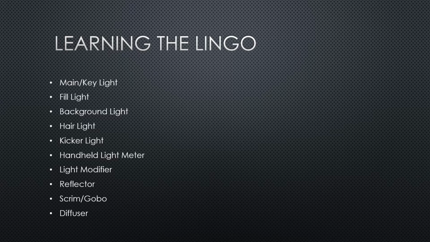The fill light is a secondary light that is used to fill in some of the shadows. It's generally placed either near the camera position or opposite the main light, where it can throw a little bit of light where the main light can't reach. Background, hair, and kicker lights are all forms of accent lights. These are generally placed to throw light in a very specific place, and they augment the light coming in from the main and the fill lights.